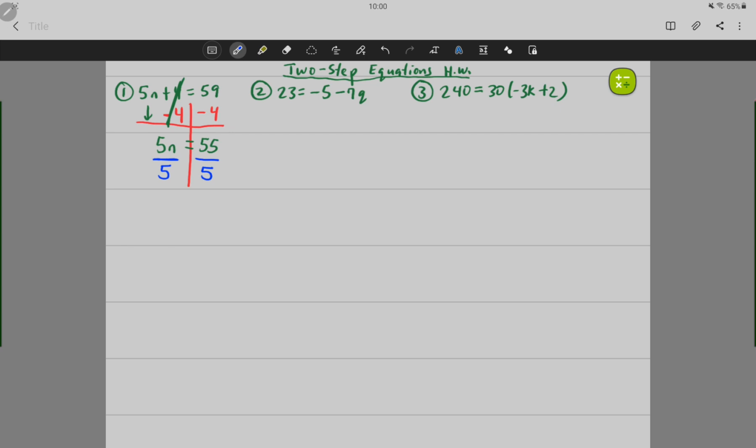5 divided by itself is 1. Don't put 1, just cancel those out. Bring down our n and our equal sign. And 55 divided by 5 is 11, giving us the answer of choice C.